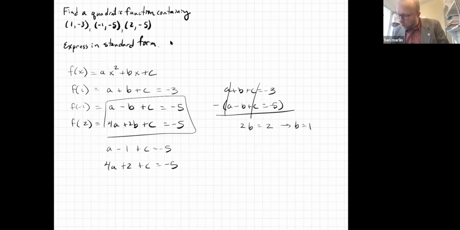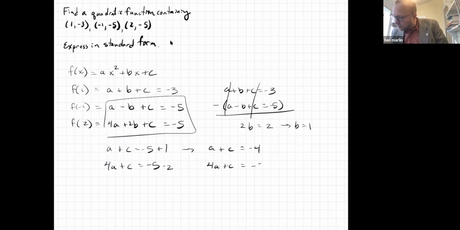Now, because I don't want to do any more work than I have to, I'm going to go ahead and add 1 to both sides on that first one. And I'm going to subtract 2 from both sides on that second one. And then I'm going to kind of scoot them together a little bit there. And if you prefer, you could also write that as a plus c is equal to minus 4. And 4a plus c is equal to minus 7.